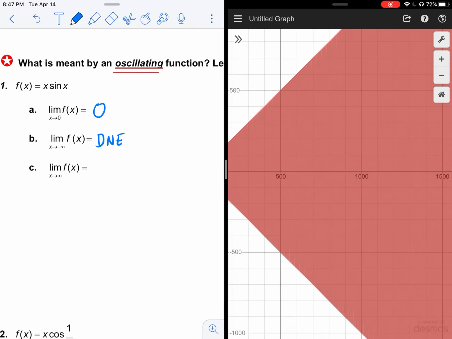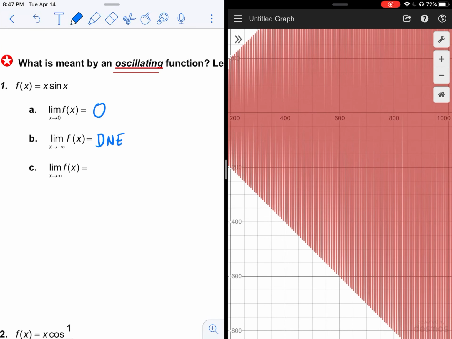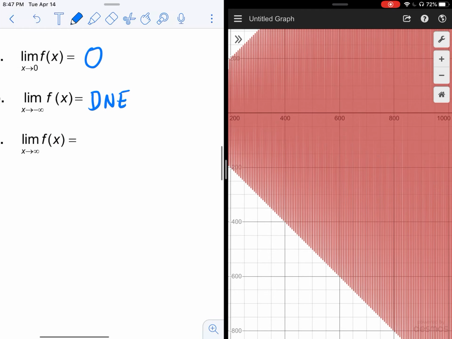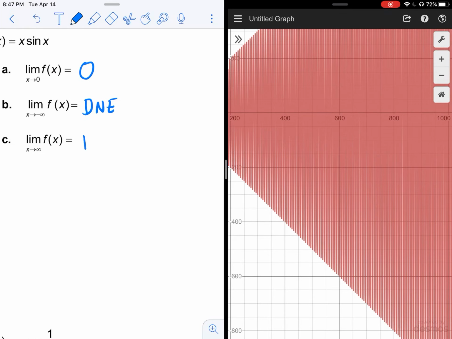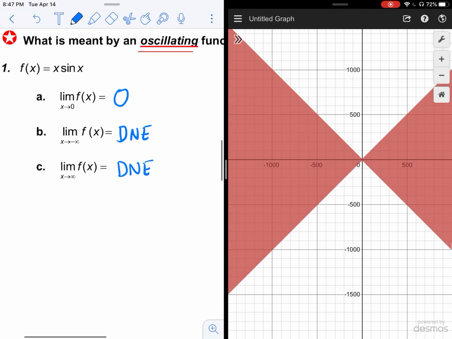Can't even see it anymore, but it is bouncing back and forth. The numbers are getting bigger. It's oscillating between positive and negative numbers that are getting bigger and bigger. So again, the limit on the positive side also does not exist, D and E.